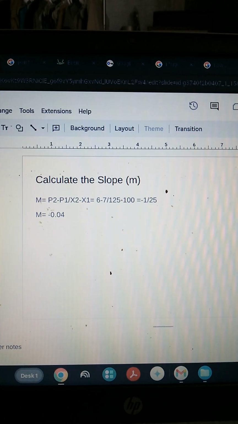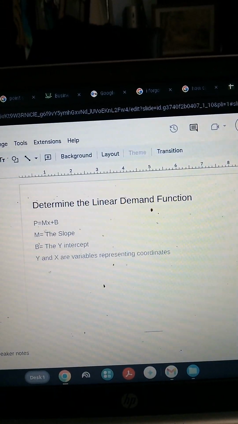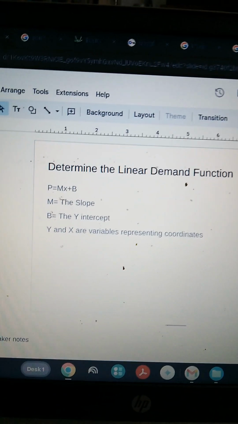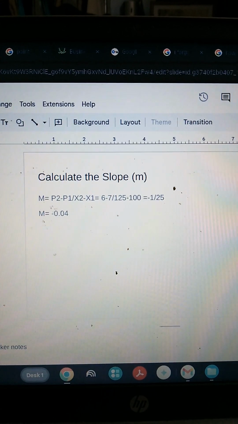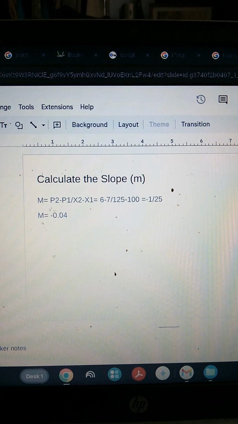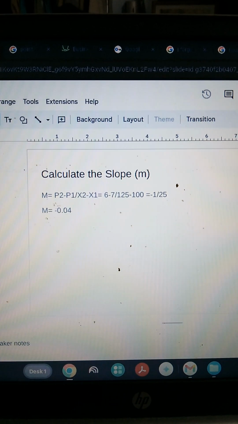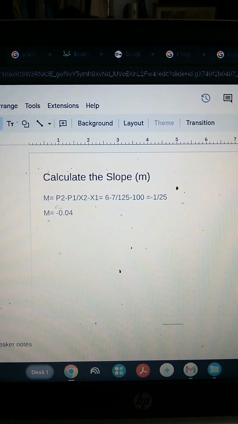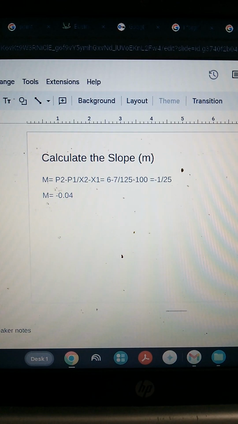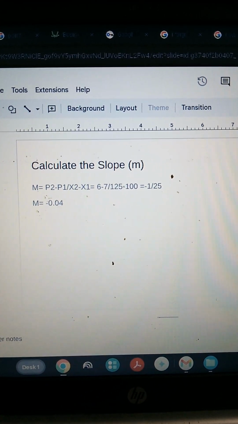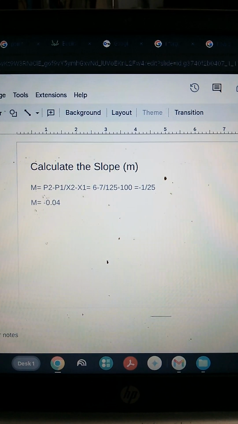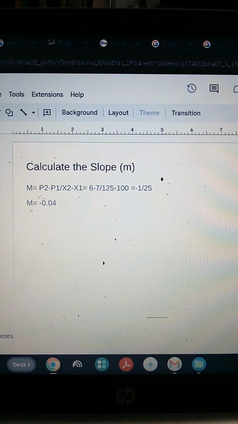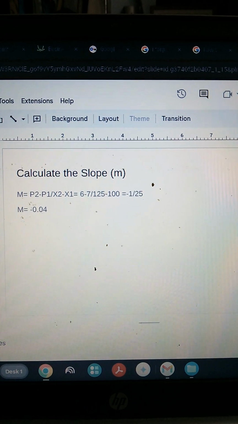So the first step is to calculate the slope of the demand function. Right here, you can see P equals mx plus b. The slope is m equals (6 minus 7) over (x2 minus x1), which is 125 minus 100. You do the math, and it equals negative 1 over 25, which equals negative 0.04. So that's the slope. The slope is negative 0.04.